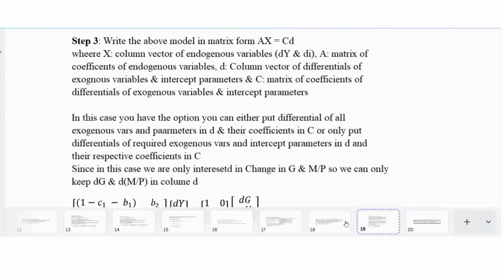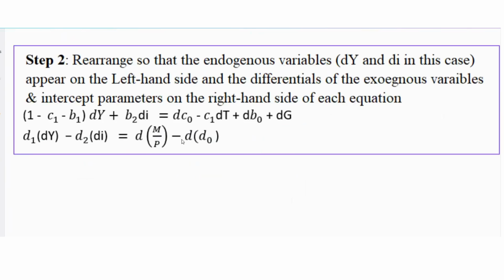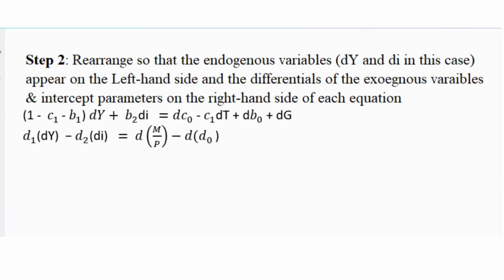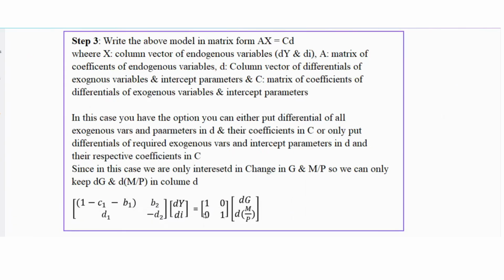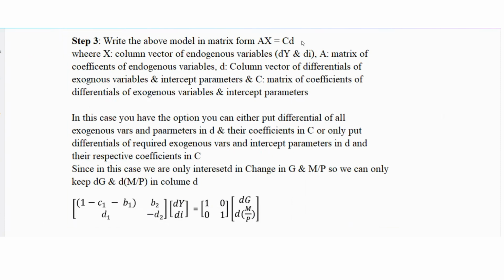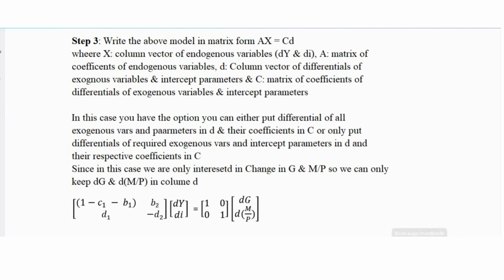And in the second equation, if we go back, the coefficient of dg is 0 because there's no dg here, and the coefficient of m by p is 1. So the coefficient of dg is 0 and the coefficient of dm by p is 1, right? So here when we're writing it in matrix form, instead of using Ax is equal to B, we're looking at how we can use Ax is equal to CD. The good thing about using this form is you have the option that in D, you can only put the differentials of those exogenous variables and intercept parameters that are required, in this case, dg and dm by p.